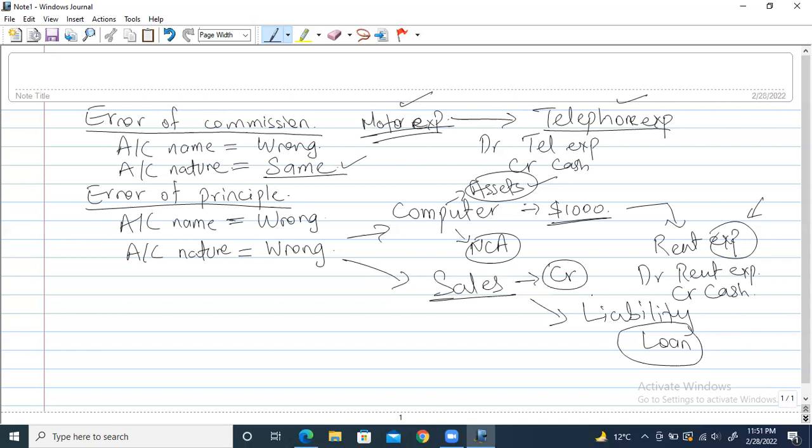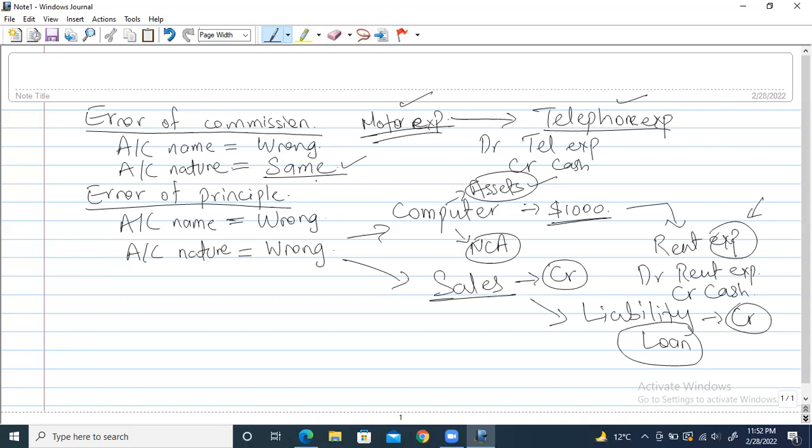Now you see that they both are credited. There is no issue. Liability is also credit for increase, sale is also credit for increase, right? So the treatment will be exactly right. Debit will also be correct, credit will also be correct, but the account nature is wrong and account name is wrong over here. But the trial balance will be showing equal amounts. There is no problem in that.